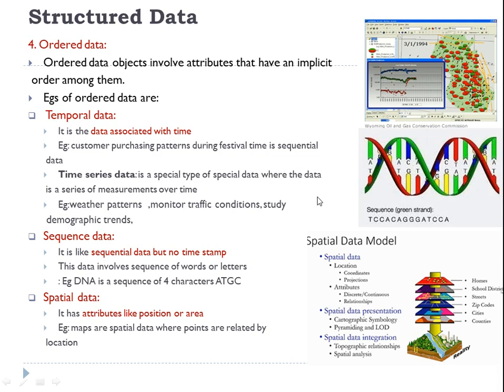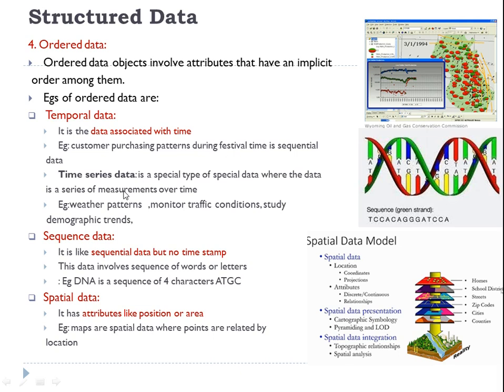So I can have a lot of measurements where the values will vary based upon the time. Let's say I'm talking about purchase pattern or the sales pattern. The sales may increase during festival time and may come down during the other times. In this kind of representation, I'm giving the time on the x-axis and the purchase information on the y-axis. So that becomes temporal data because the data is associated with time.